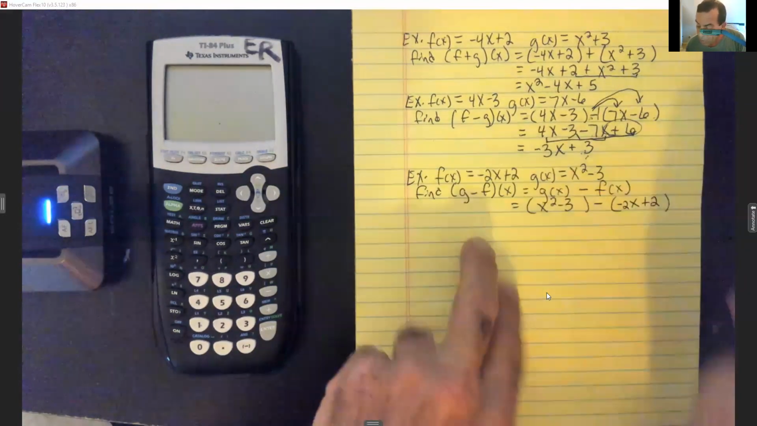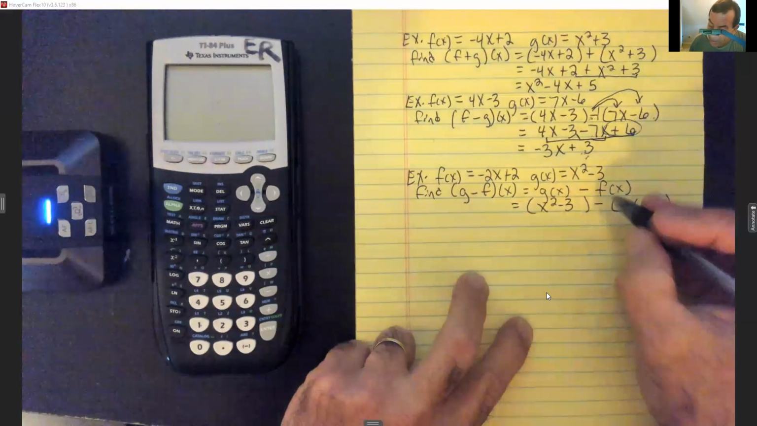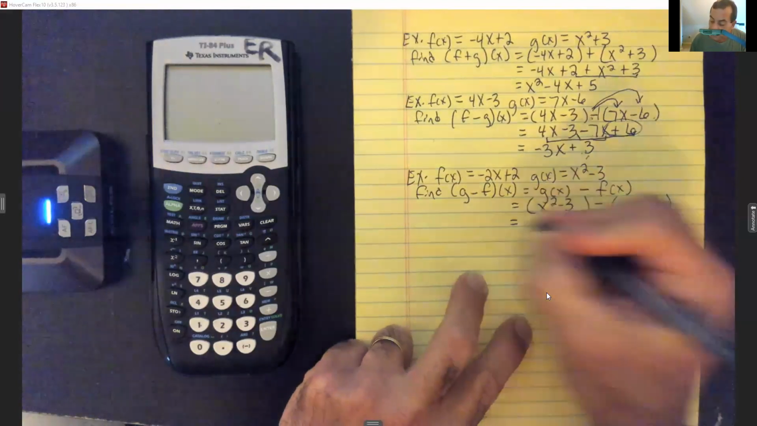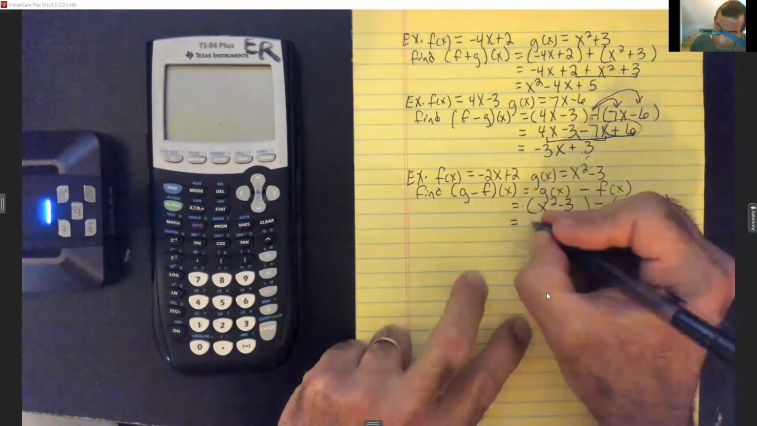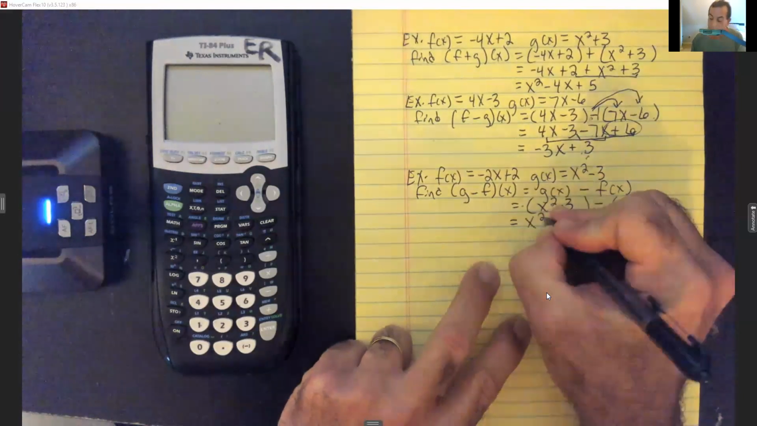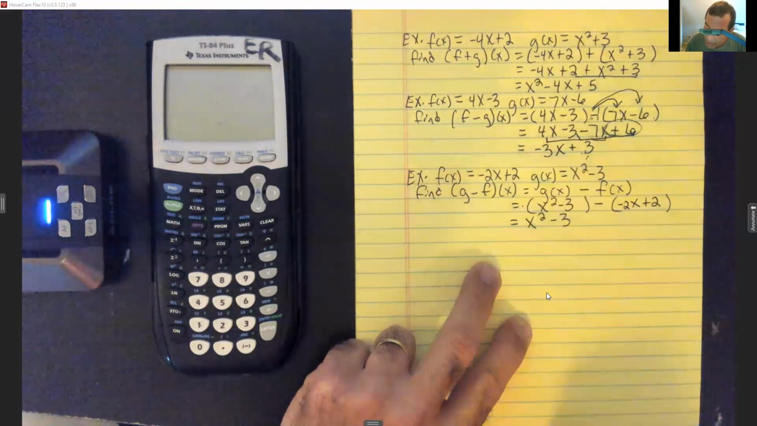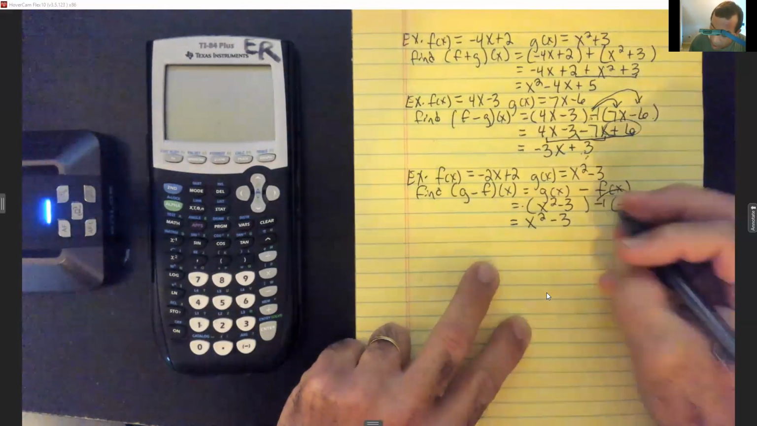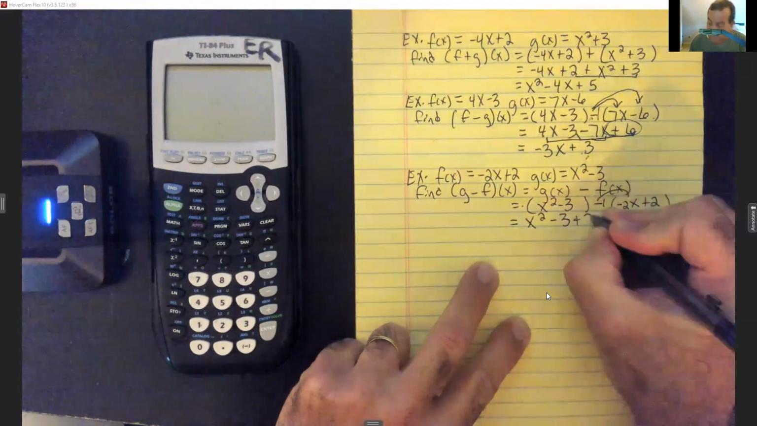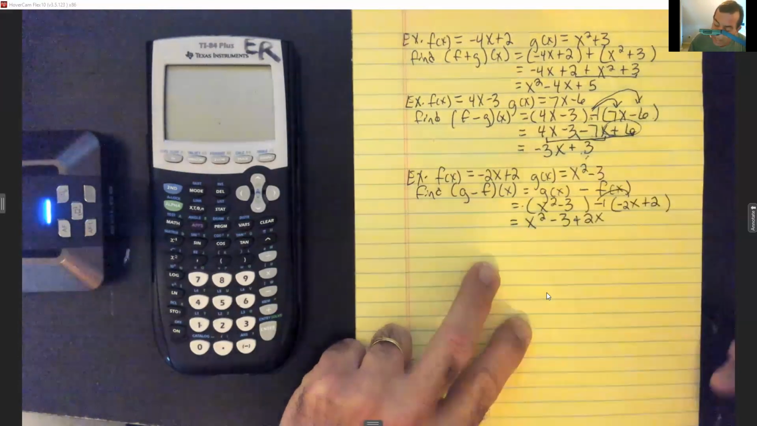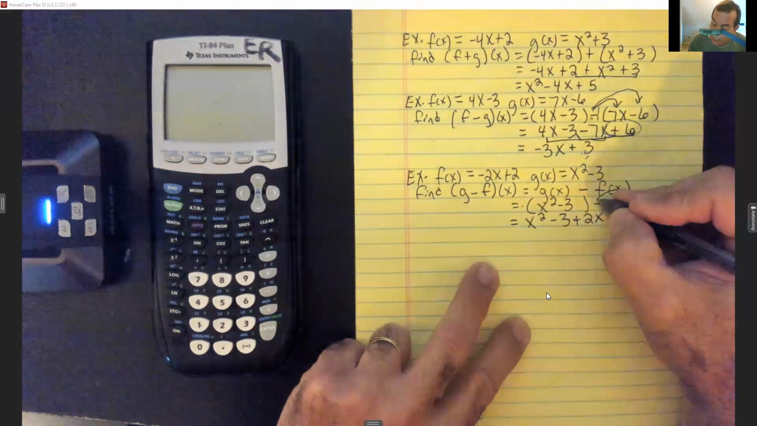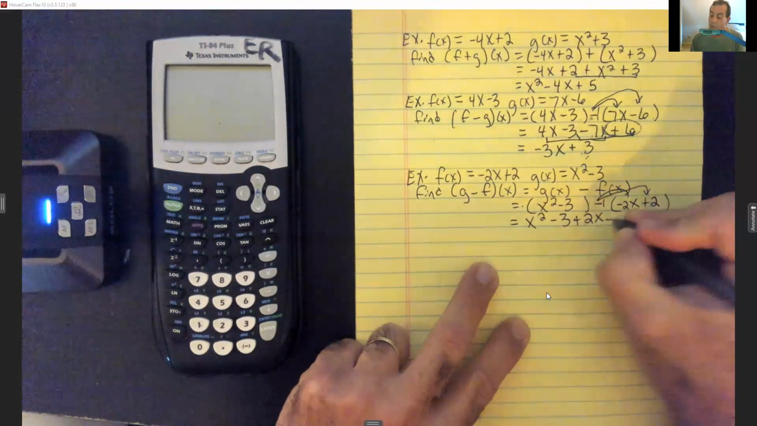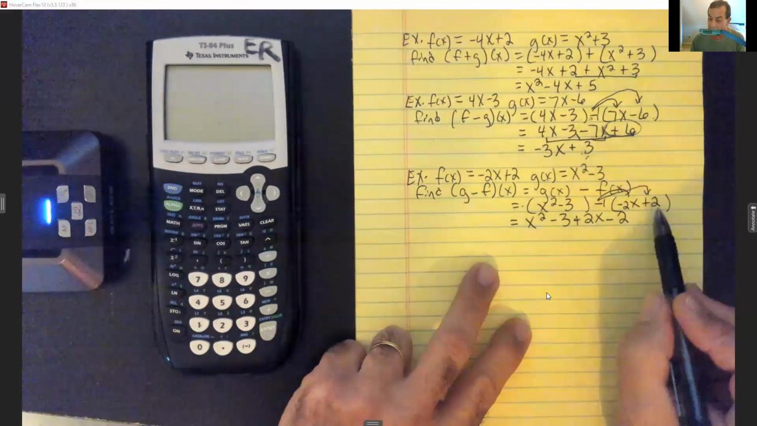Remember, now I'm subtracting, so when I rewrite this, I distribute that negative. So first parentheses, nothing in front of them, I can drop them down, x squared minus 3. I'm going to treat this like a negative 1 again. Negative 1 times negative 2 is a positive 2x. And then that negative 1 times that positive 2 makes that a negative 2. So once again, both these signs changed.